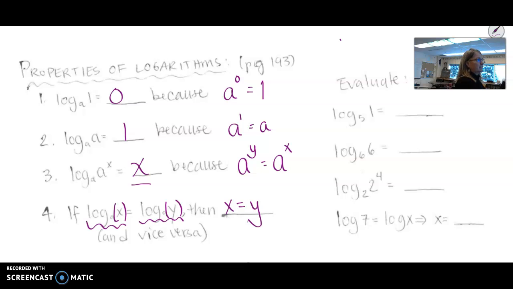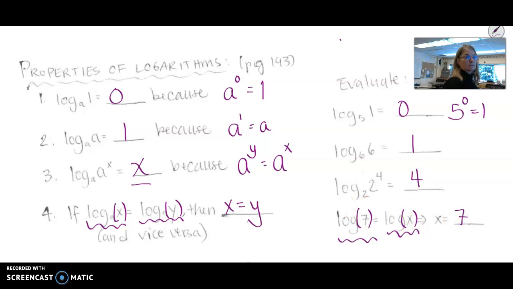So log base 5 of 1 is an example of the first property here. It will equal 0 because we're looking for 5 to what power equals 1, and it's 5 to the 0 to get 1. Log base 6 of 6 is 1 because 6 to the first is 6. The next one is the same base of 2, and then 2 to the 4th is equal to 2 to the 4th. And then if you have log of 7 is equal to log of x, which both of those have base 10, we know that this must equal this, so x is equal to 7.